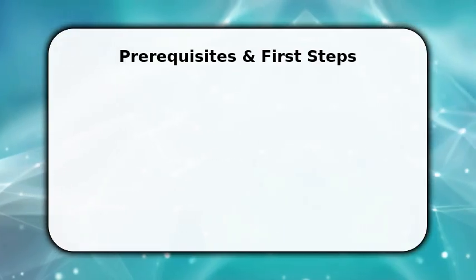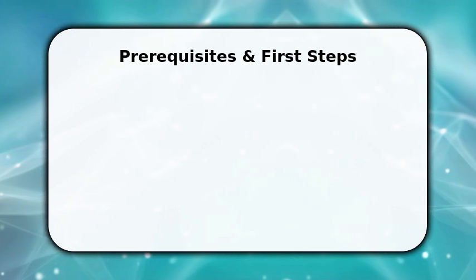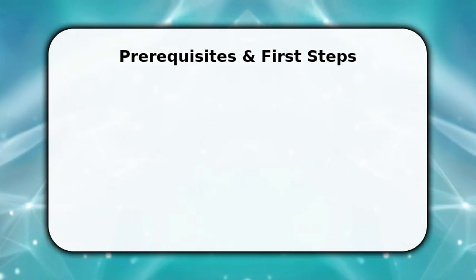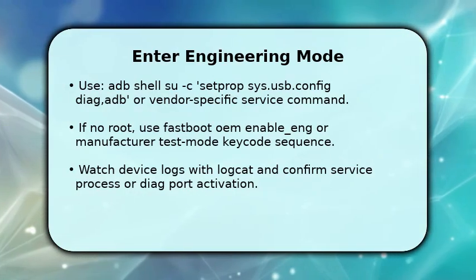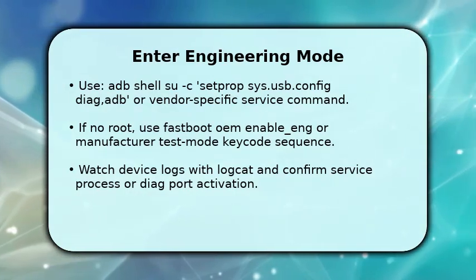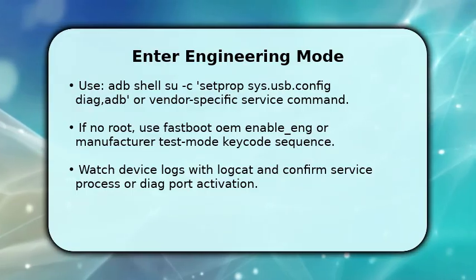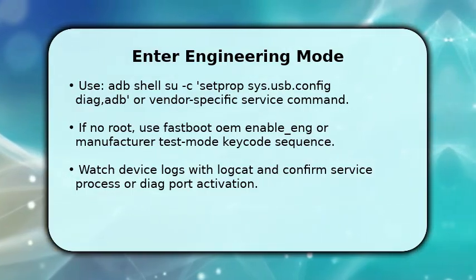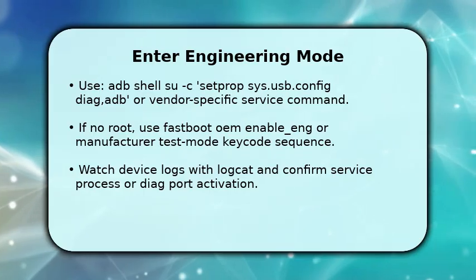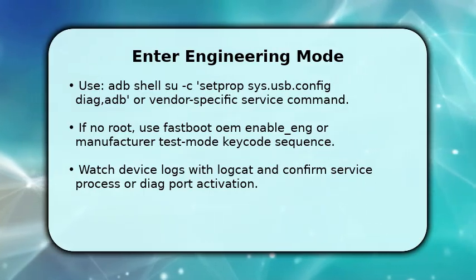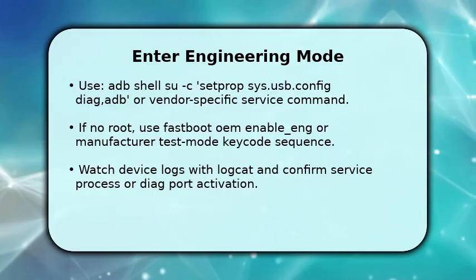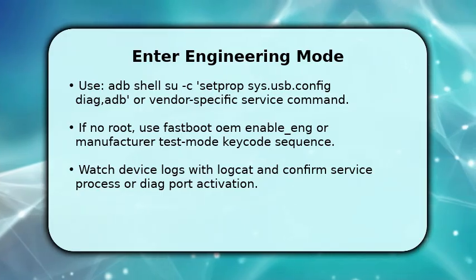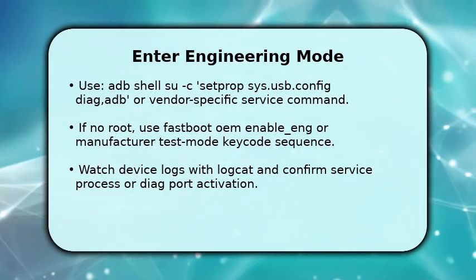Now that the connection is established and debugging is active, you're ready to run the first ADB command to request elevated service access. Next, you trigger the engineering service using the appropriate command for your device. If you have root, run the adb shell su command to set the USB config to diag,adb. This starts diagnostic services. If the device lacks root, reboot to bootloader and use fastboot OEM commands or the manufacturer test mode keycode sequence. These vary by vendor but achieve the same result.